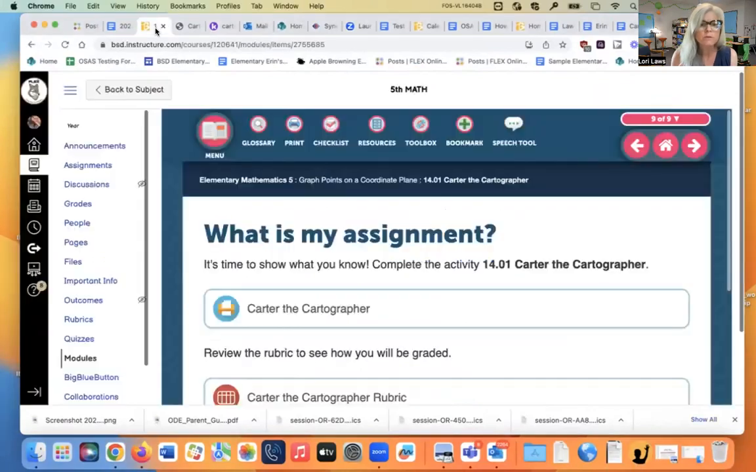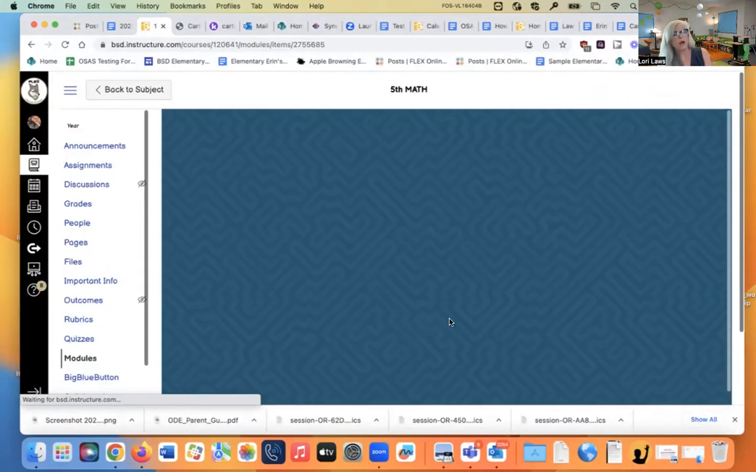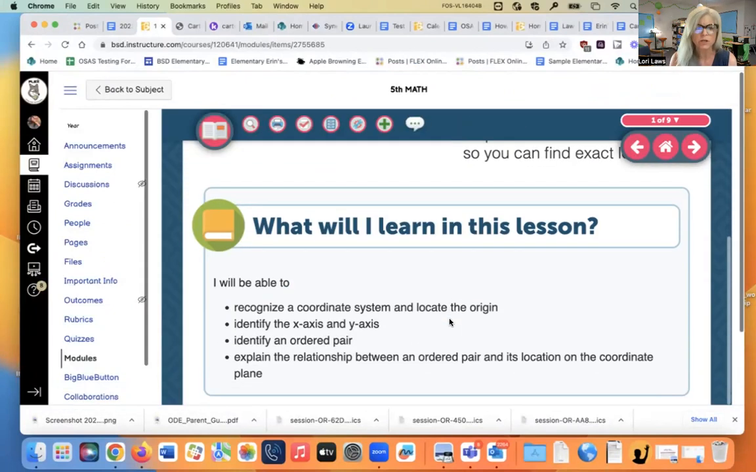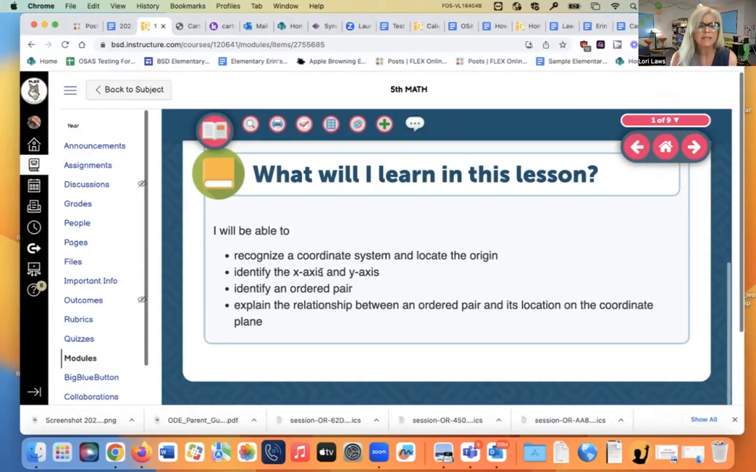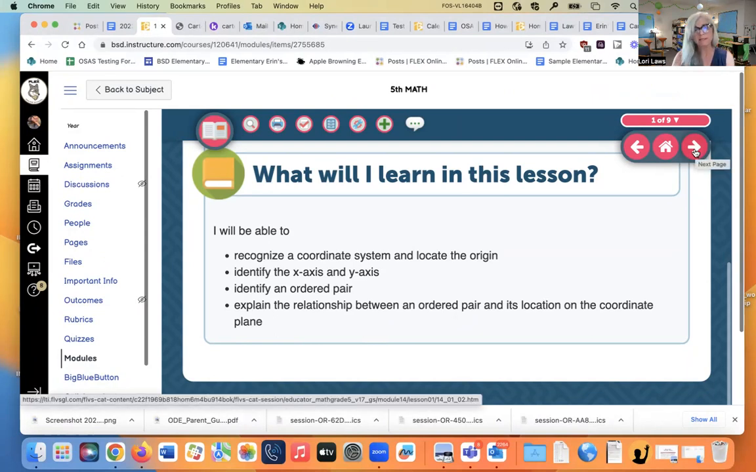If you've ever played Battleship, this should be pretty easy for you. Here it is. It's 9 pages long. On page 1, you'll see that it says Carter the cartographer. You're going to learn to recognize the x-axis and the y-axis. The x-axis goes across, like you're crossing your arms. The y-axis goes up because a y points up, right? You're going to identify an ordered pair and explain the relationship between how you would find it on a coordinate plane. So you should be able to plot things onto a coordinate plane and remove them.